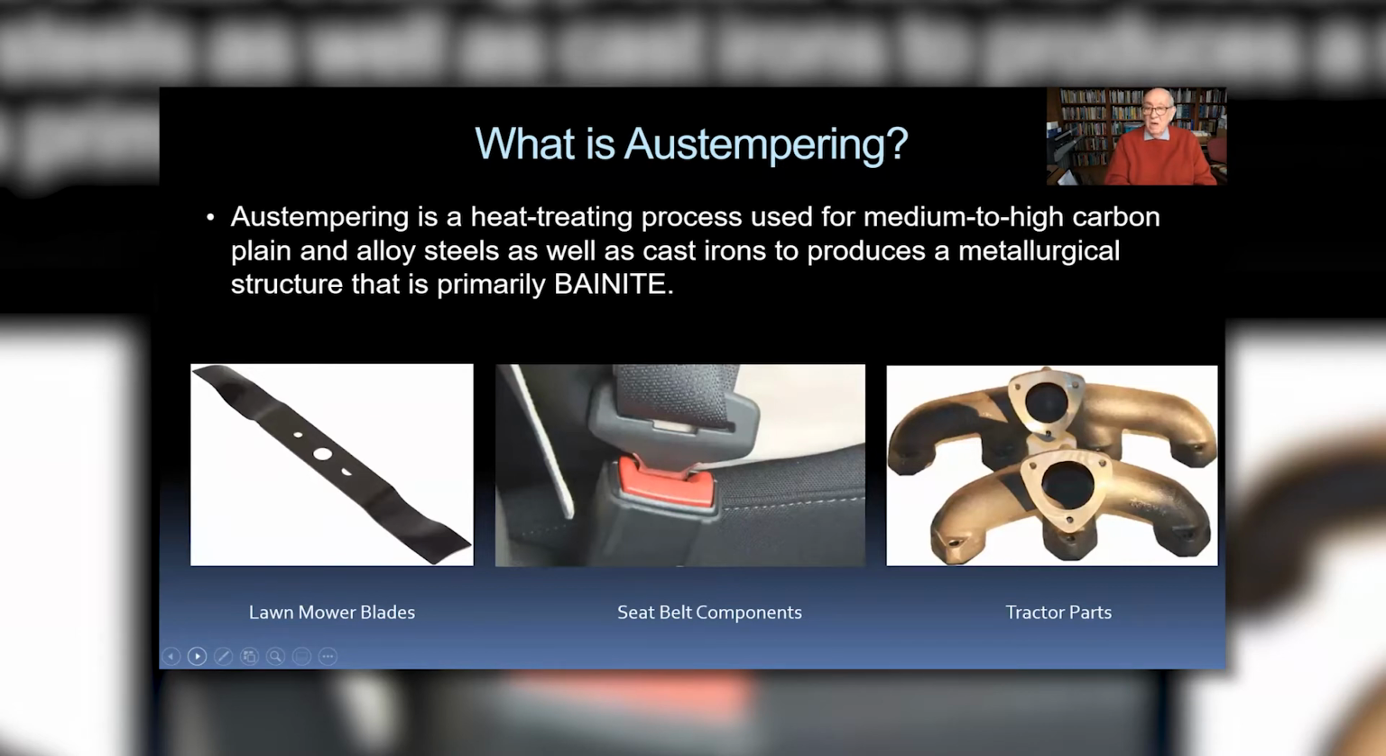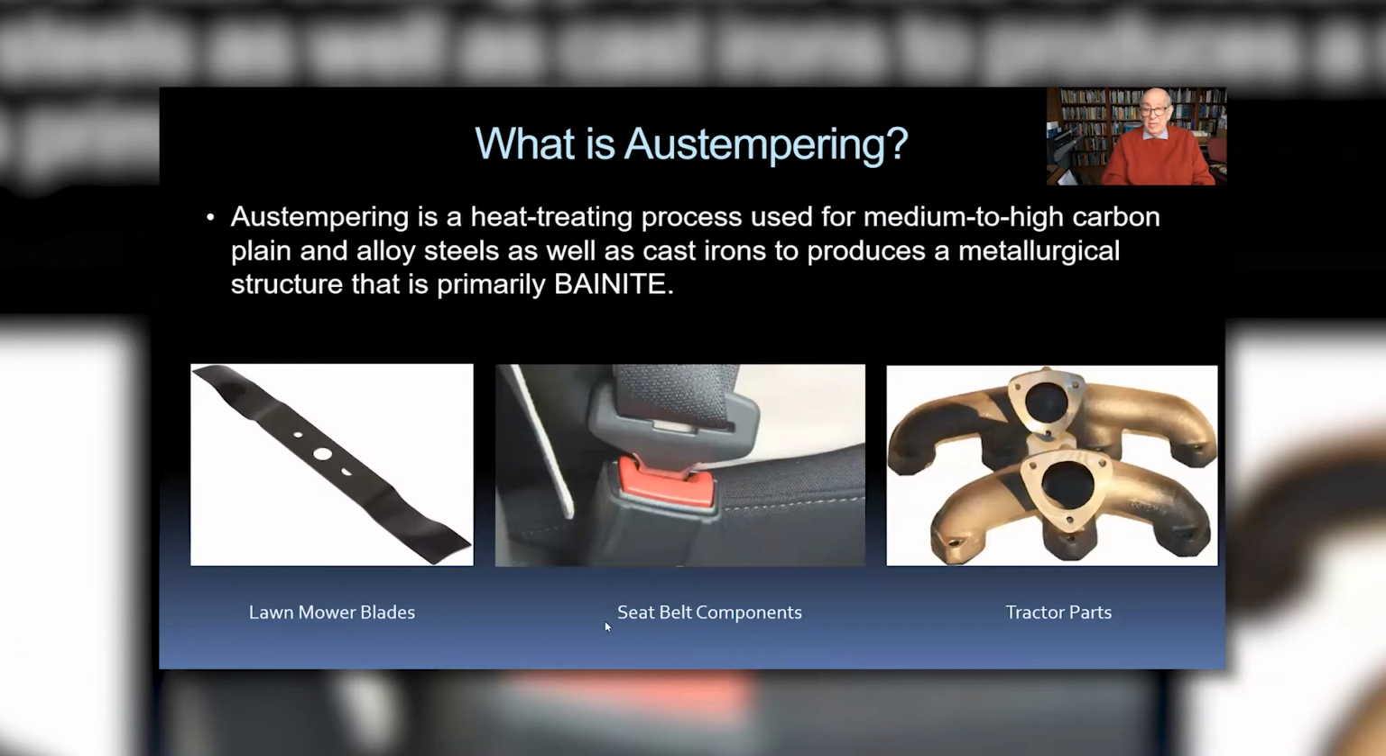and I'll endeavor to explain it in a moment. But to give you just a view from about 30,000 feet, you might be asking yourself, well, what types of products are austempered and why? So I put a couple of examples here. I've put an example of a lawnmower blade, seatbelt components like the tongue and receptacle, and some tractor parts as well.